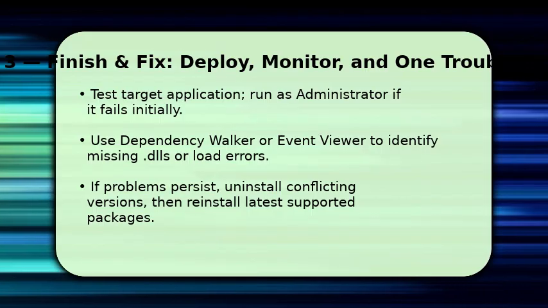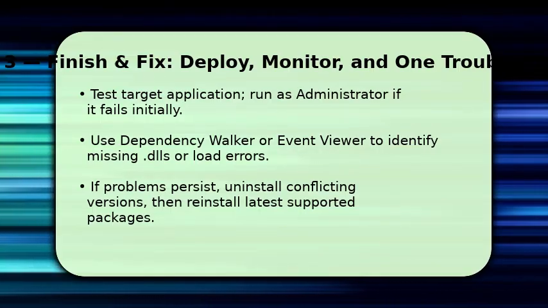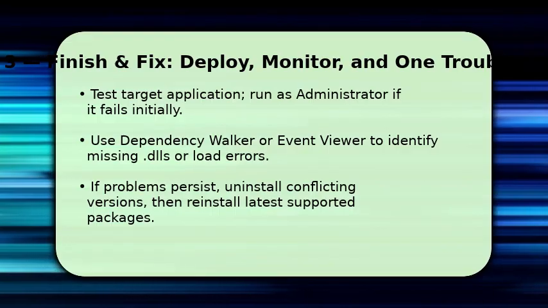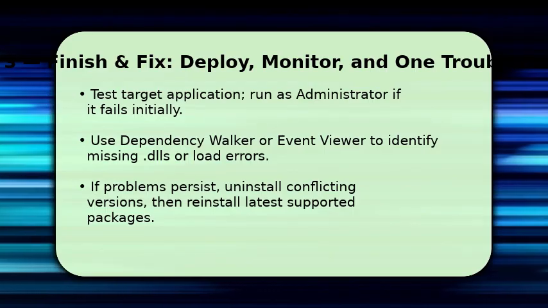If it crashes, open Event Viewer or use Dependency Walker to find which DLL is missing. This tells you which redistributable year or architecture is required. Once identified, uninstall conflicting older packages, then reinstall the correct redistributable. If the installer reports a file in use, reboot into safe mode and complete the install. This often resolves locked DLL issues and restores normal operation.